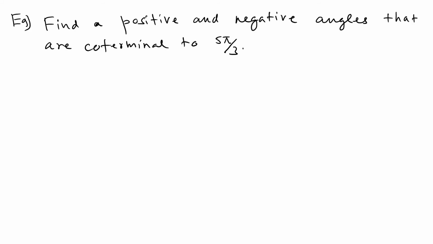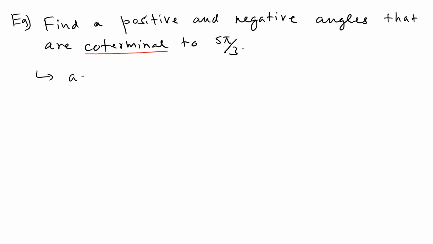So let's look at this problem. Find a positive and a negative angle that are coterminal to 5 pi over 3. That means those two angles should have the same terminal side. So in theory, adding or subtracting multiples of 2 pi gives you coterminal angles.